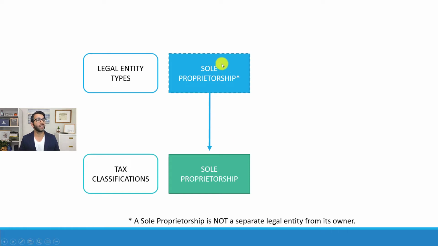So what that means is if someone wanted to sue your business and come after the assets of your business, they may be able to get the assets related to you personally, so your own home or your own car or what have you. This sole proprietorship entity type is also a tax classification. It's the way you're taxed. So a sole proprietorship is a legal entity type, and it's also a tax classification.